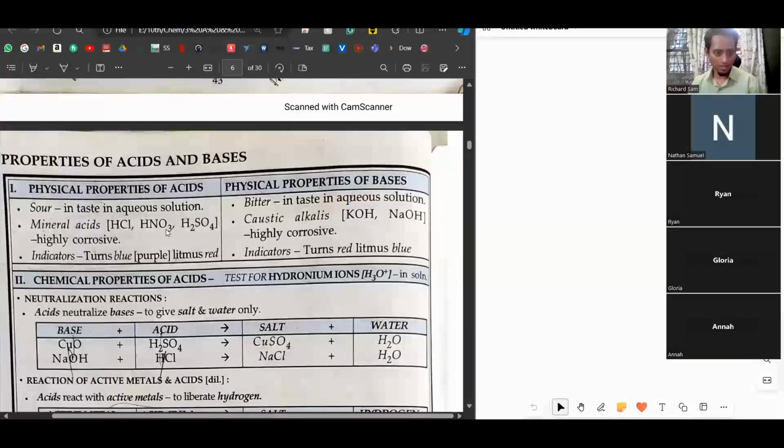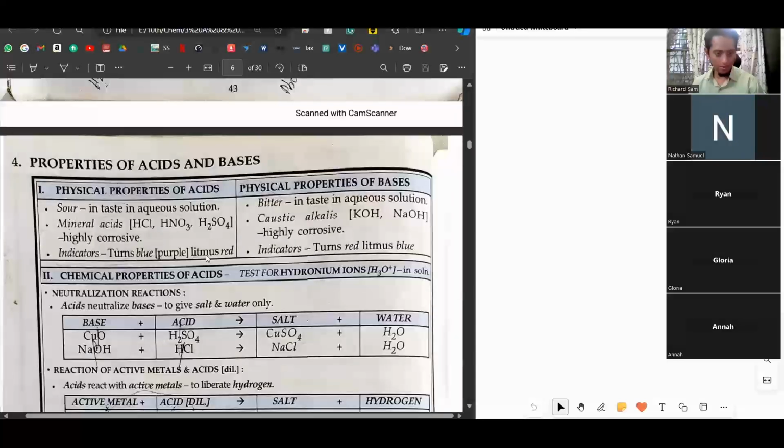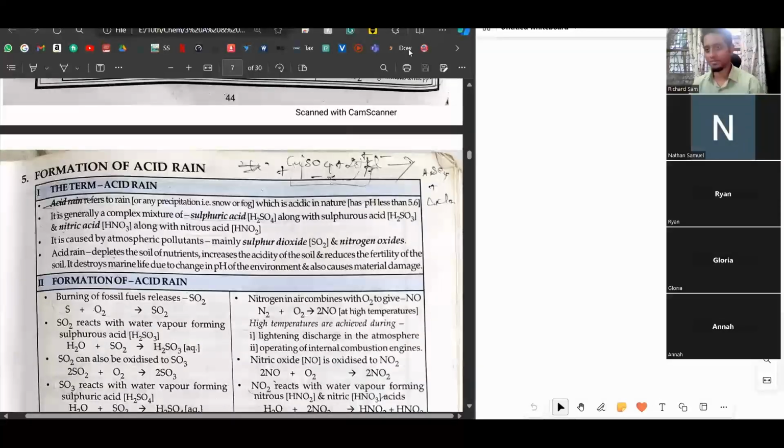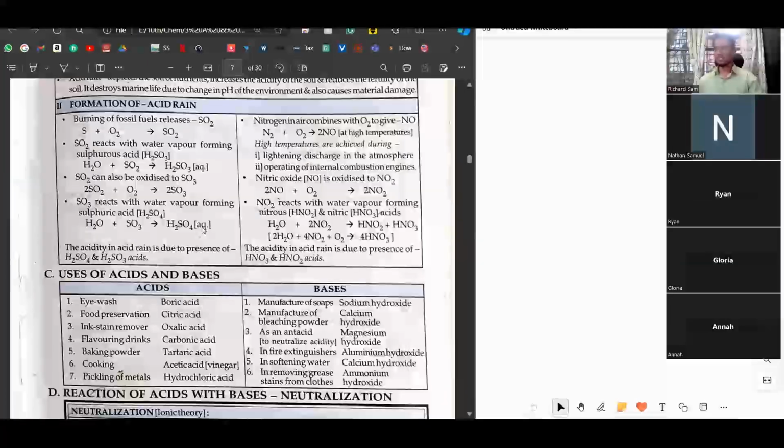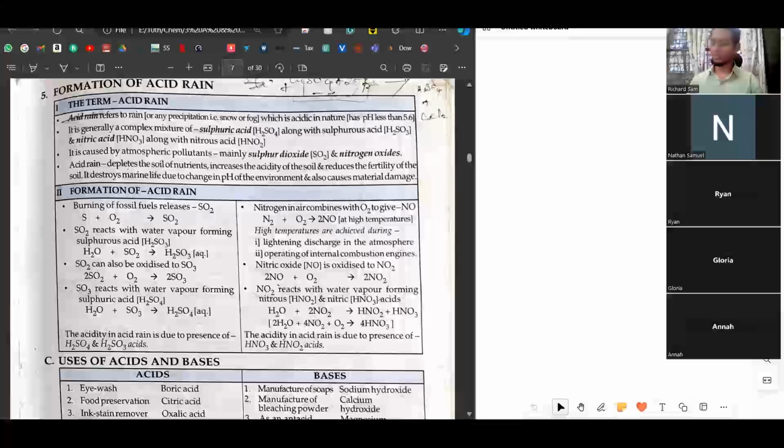Okay, I'm just going to skip this next part, and then we're going to formation of acid rain. Okay, now what is acid rain? You know what acid rain is? What is acid rain, everyone? Yeah, the first rain of the season, it doesn't rain water, it rains acid. Okay, yeah, so there are four acids that can come down.